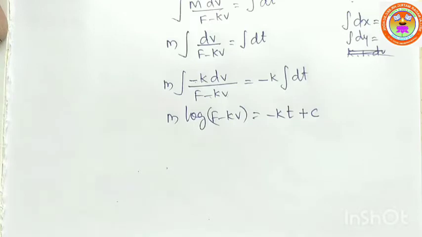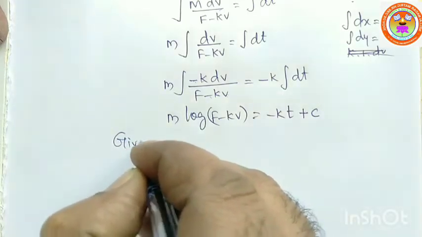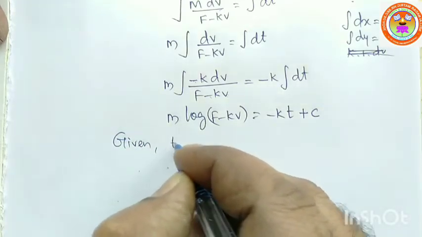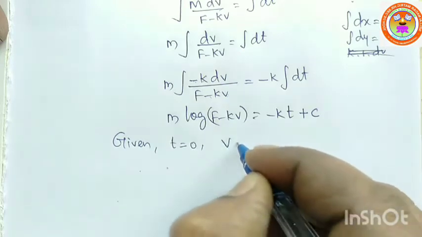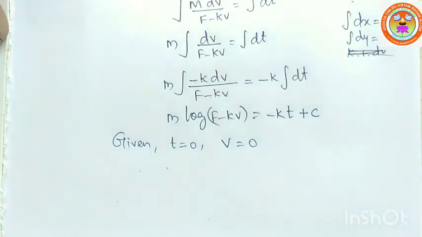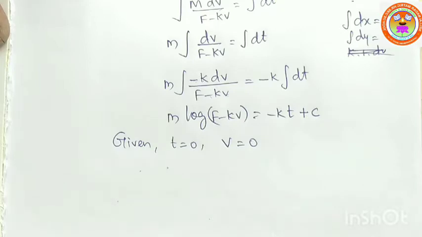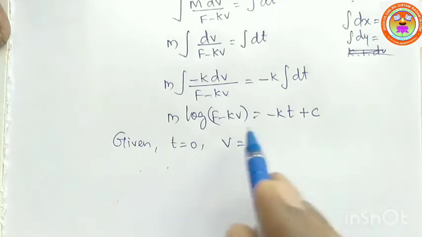Now we are going to apply the given condition. What is the given condition? It is given that t is equal to 0, v is equal to 0. See, in the question, the last line it is given. Our aim is to express v in terms of t, given that v is equal to 0 when t is equal to 0. Apply the condition in the equation.